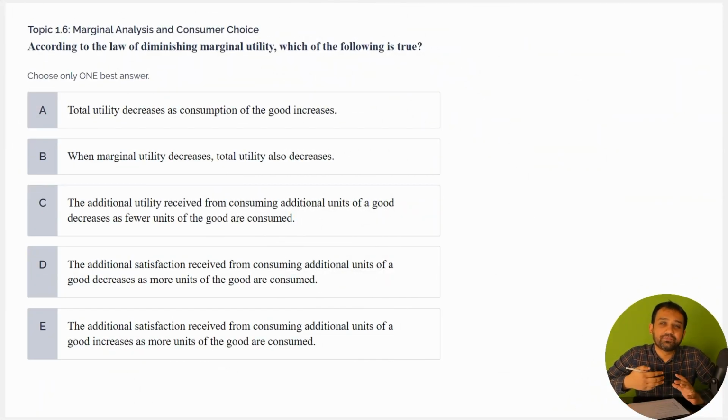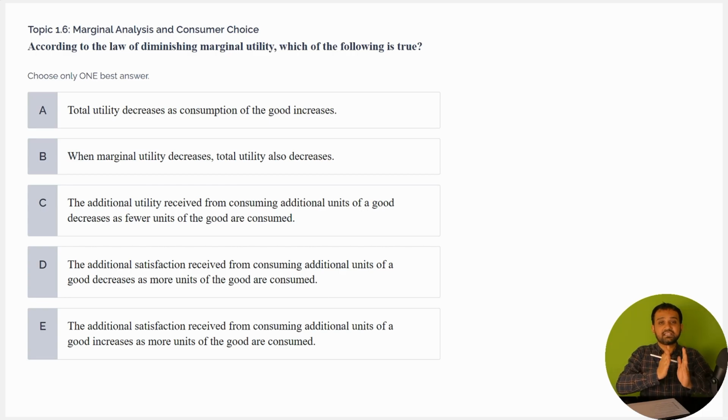In this question, we're being asked, what is law of diminishing marginal utility? And although the terms may sound difficult, what they actually mean is quite simple. In economics, instead of using the word satisfaction from consuming a good, we use the term utility. That is it. So when you have, let's say, a cup of coffee, the satisfaction you get from it, we will say you're getting some utility from it.